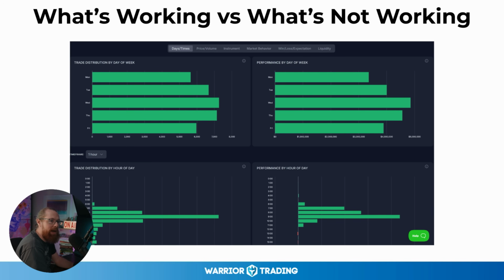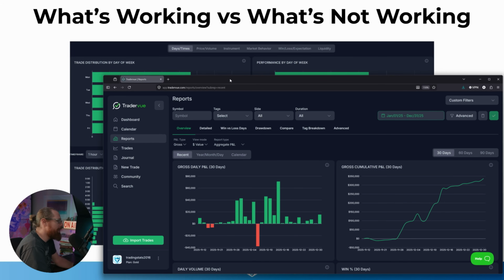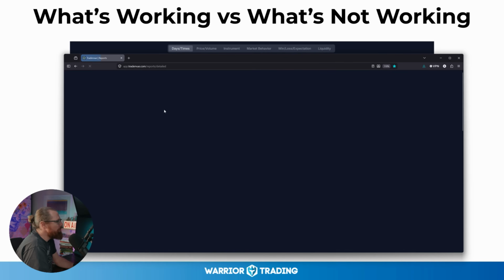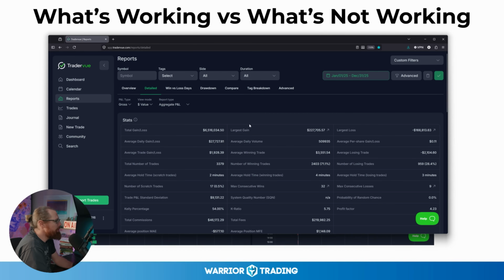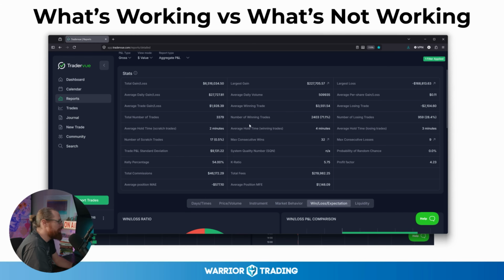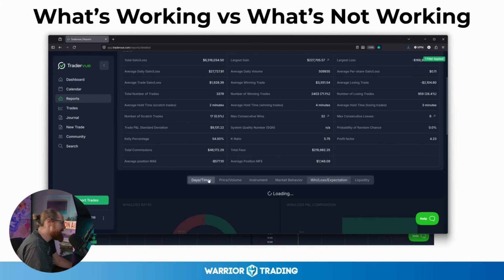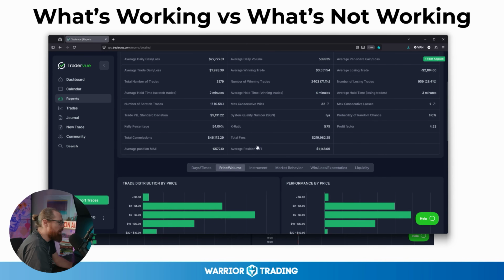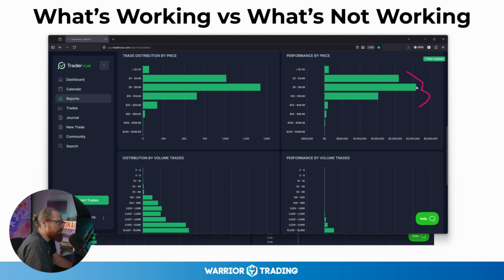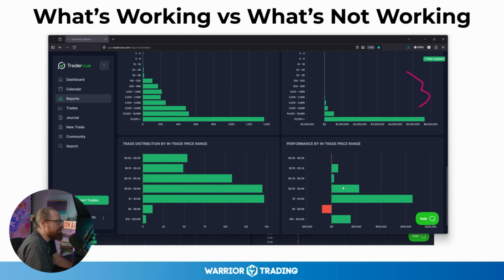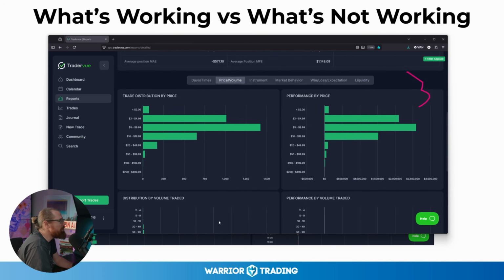And what I like about it is the way you can kind of break down your performance. So you can go into a detailed report and you can look at your profitability based on time of day, based on, of course, the price and the volume. So you see, I make the most on this price range, right? That's good to know, based on all of these details.